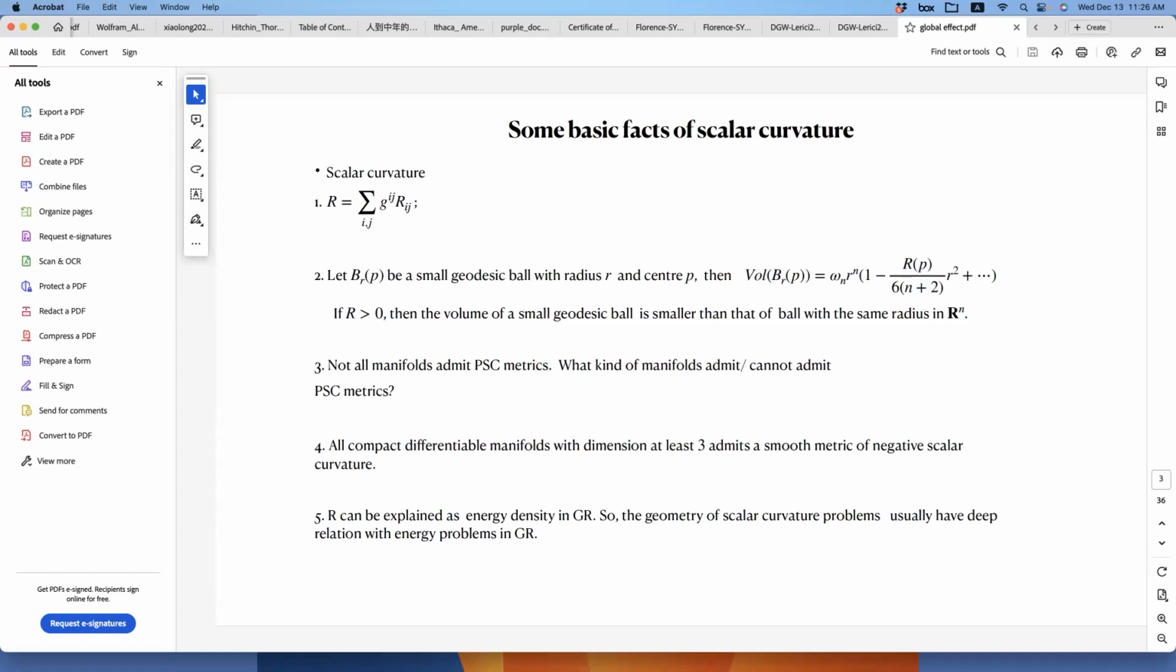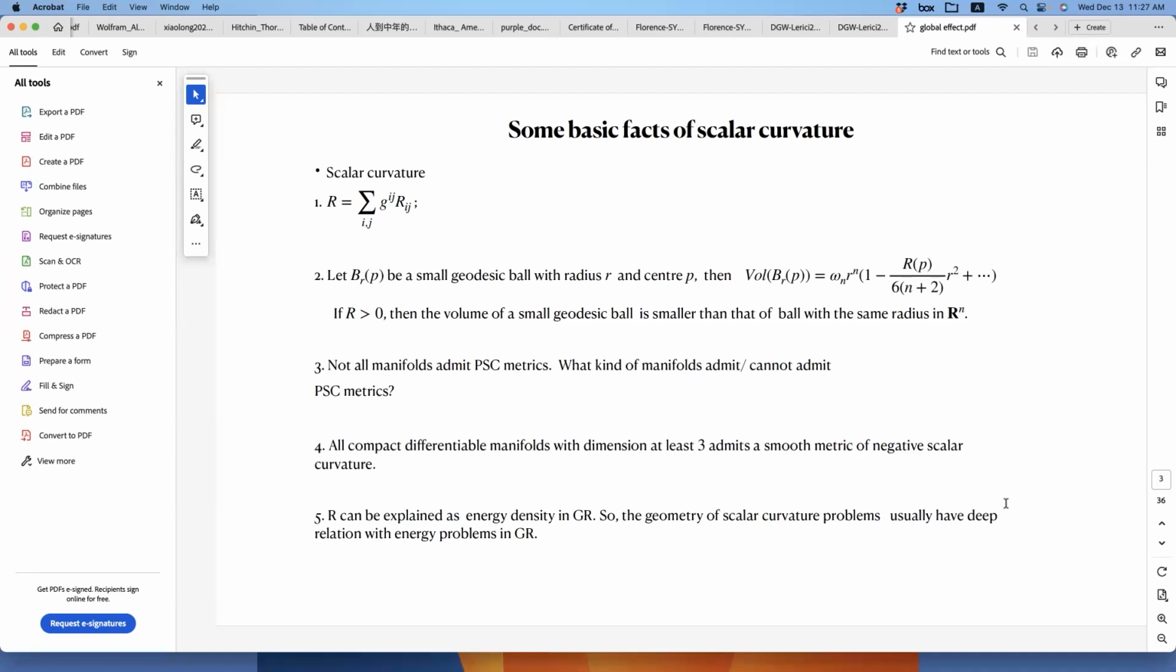To me, it is interesting to see that scalar curvature can be explained as energy density in general relativity. Here, GR refers to general relativity. So the geometry of scalar curvature problems usually has a deep relation with energy problems in general relativity. Now, one of the basic problems in this direction was proposed by Professor Gromov, I think about 5 years ago. We call it the filling problem.